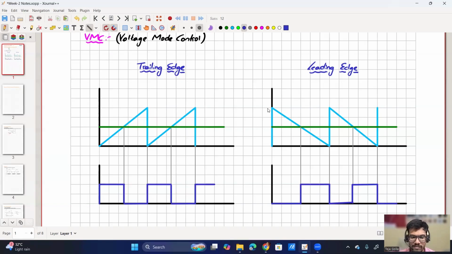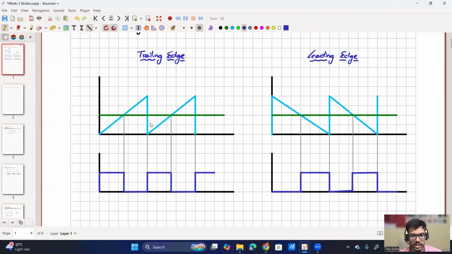In the case of trailing, it will start from zero because it is trailing. Whereas in the case of leading edge, it will be starting at a higher value. That's why it is called leading, because it is leading compared to the control voltage. The edge here means sawtooth. The sawtooth is trailing in the first case, so that's why it is called trailing edge modulation. And in the second case, it is leading, so that's why it is called leading edge modulation.